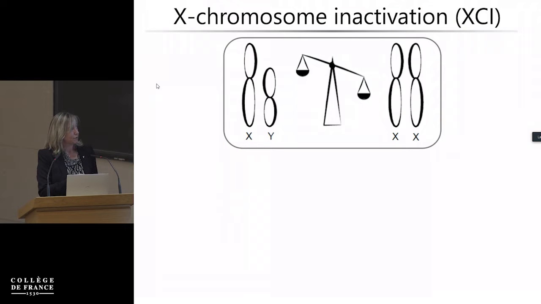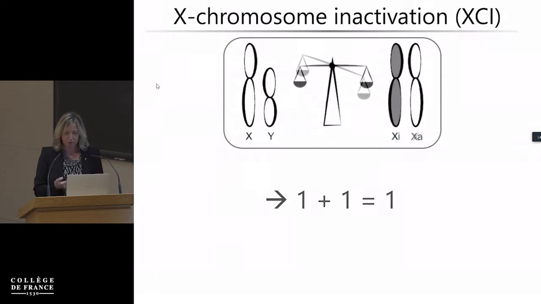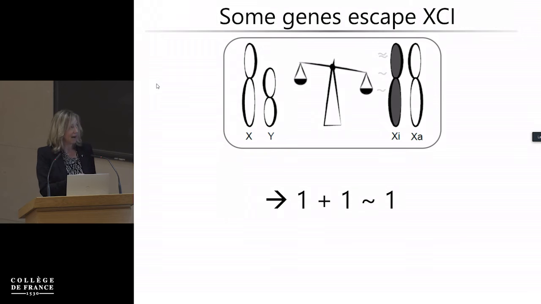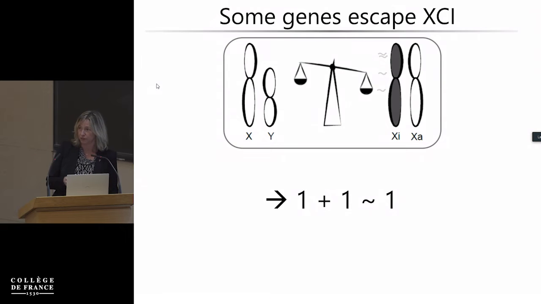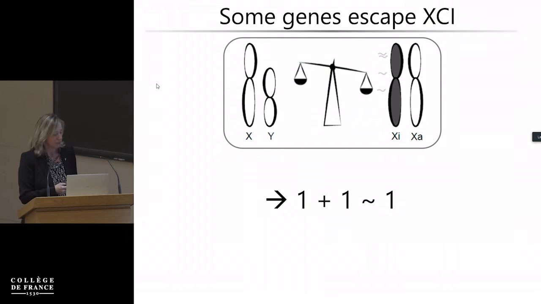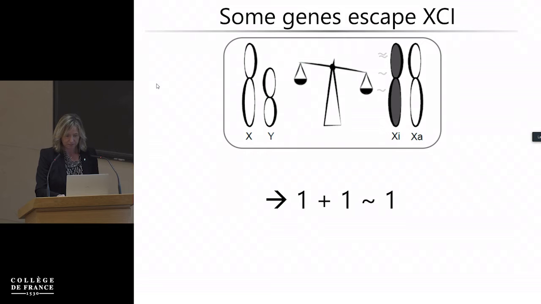So the presence of two X chromosomes induces this imbalance, which is in practice compensated for by the inactivation of one of the two female X chromosomes, so that 1 plus 1 chromosome ultimately equals 1. Well, this is not completely true. Actually, there are some genes that are still expressed from the inactive X chromosome, so that 1 plus 1 is a bit superior to 1, actually. And in humans, approximately 20% of the genes do escape the process of X chromosome inactivation.